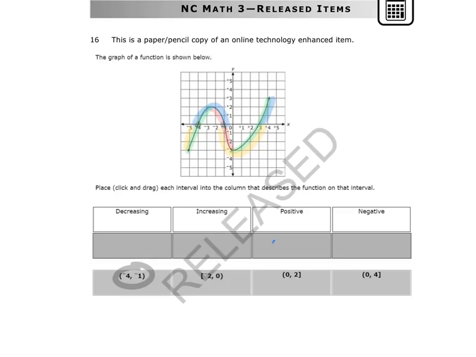So this one would go negative 4, negative 1. That's your positive interval. The next one, we'll look at this one from negative 2 to 0. In between those points, you guys can see that's where the red is. The red was our decreasing. So this would be from negative 2 to 0.